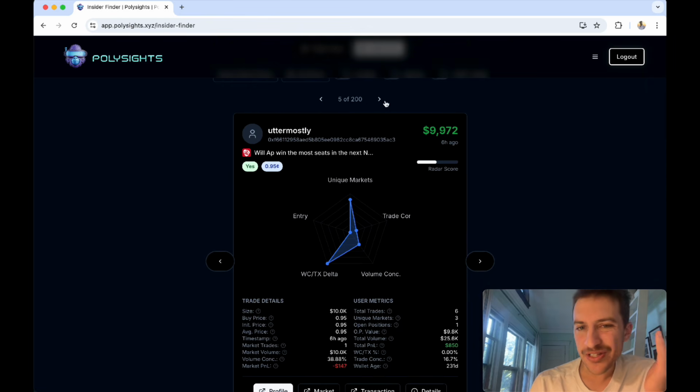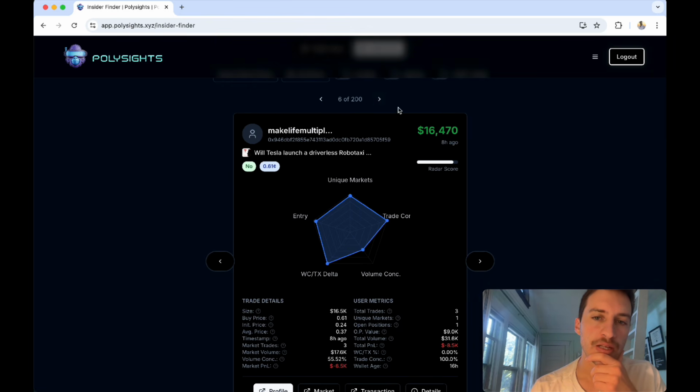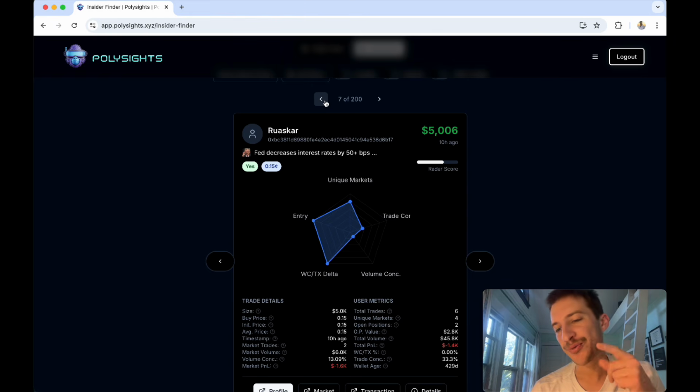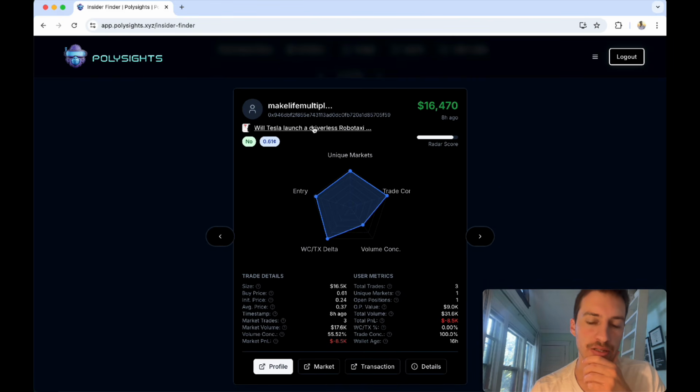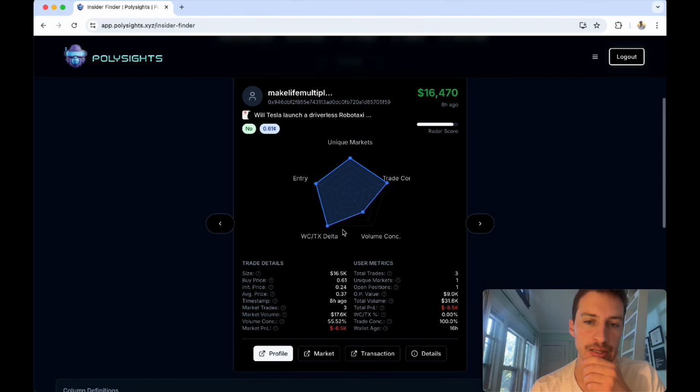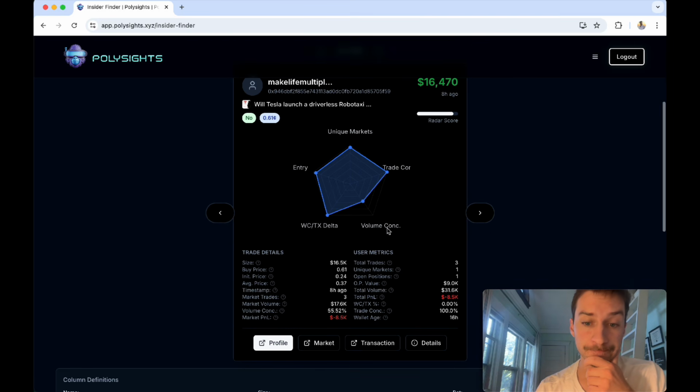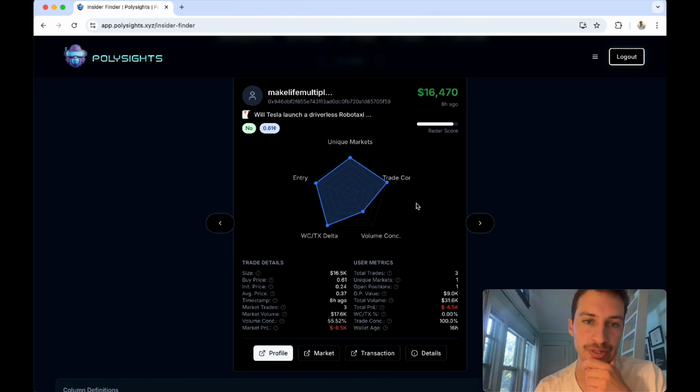So I don't know if this is the best one ever, but the one that is really, really good is the other one, which is the military engagement. Now, when it comes to this one right here, will Tesla launch a driverless robotaxi? This one also has a lot of earmarks of insider betting on no. As you can see here, wallet age is only 16 hours, and this person bet 8 hours ago. That's pretty fast. He bet no.